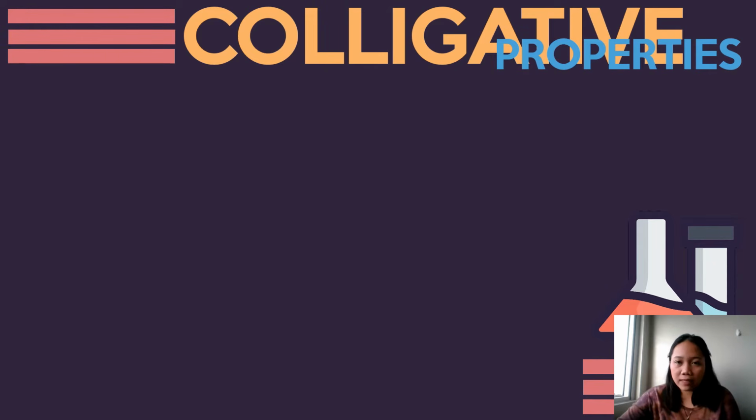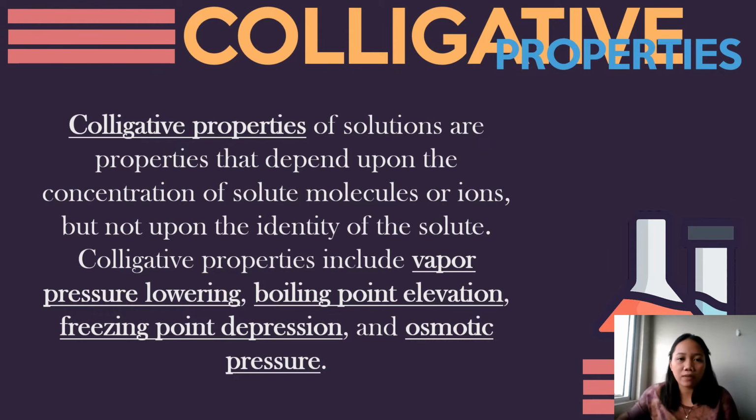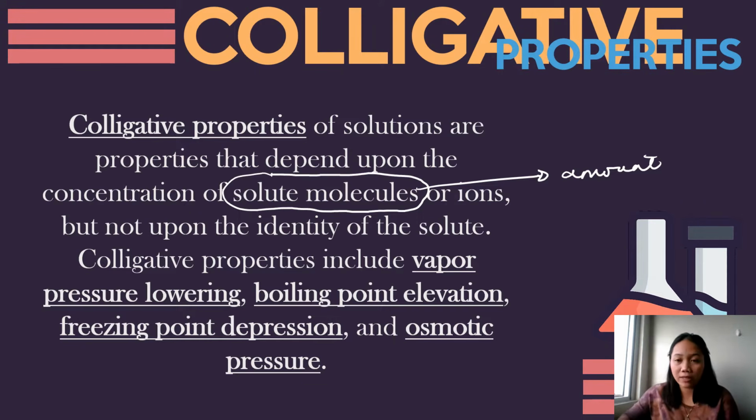Now let's define what colligative properties are. When you say colligative properties, it's actually a property that depends on the concentration of your solute molecules. So we are particularly concerned with the concentration or the amount of solute that is present in a particular solution. Take for example, you have water in a beaker and you wish to put in a solute, which is sugar in this case, therefore producing a sugar solution. So the colligative property there is the property of the solution wherein you are concentrating on the amount of solute.